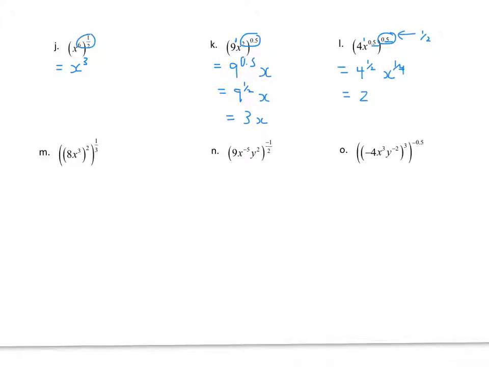We get the square root of 4 is 2, and then we get the fourth root of x. So you can either leave that as x to the 1/4, or an acceptable answer would also be x, the fourth root of x.